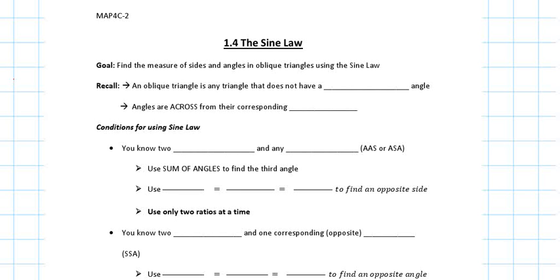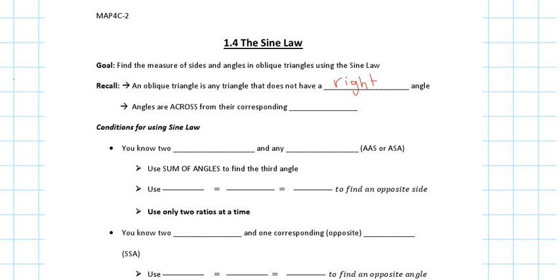So just to recall, what does the word oblique mean? An oblique triangle is any triangle that does not have a right angle. Now we have two different kinds of oblique triangle: the obtuse triangles and the acute triangles. These are the two kinds of triangle that fall under the oblique triangle. The important part is they don't have a right angle.